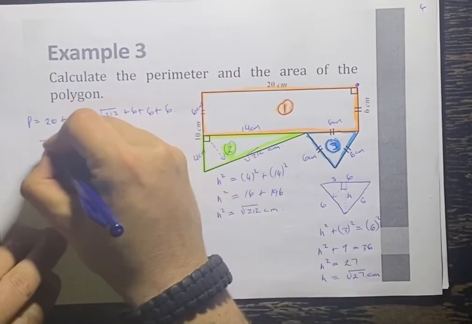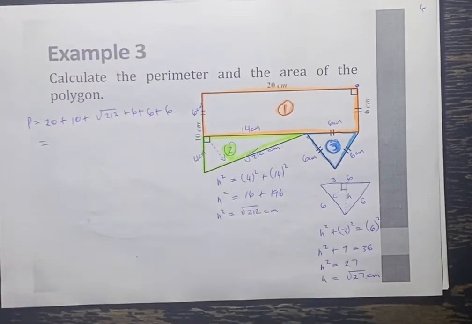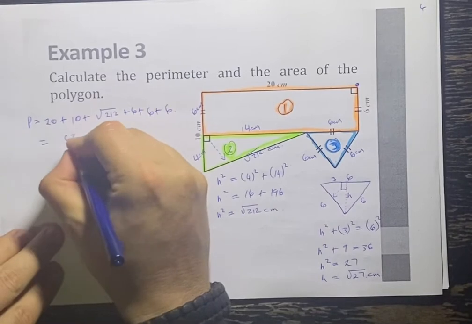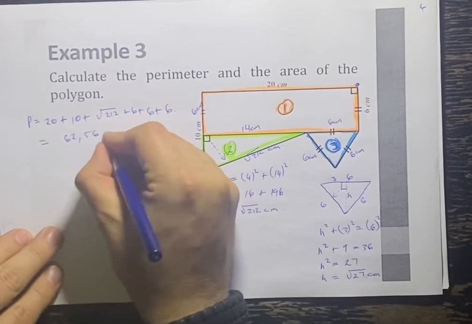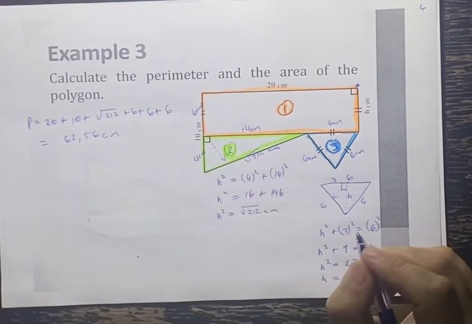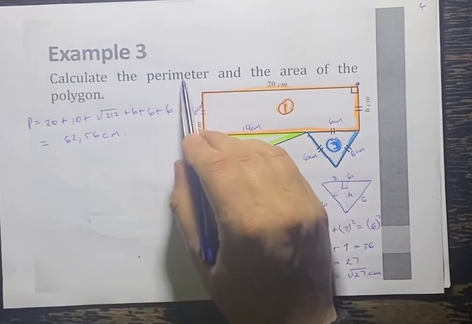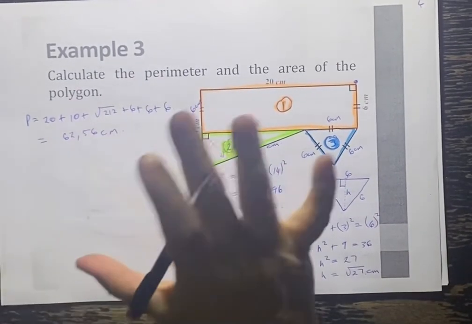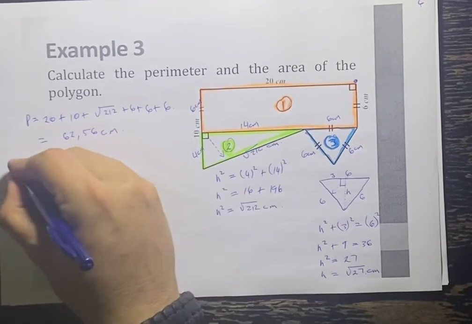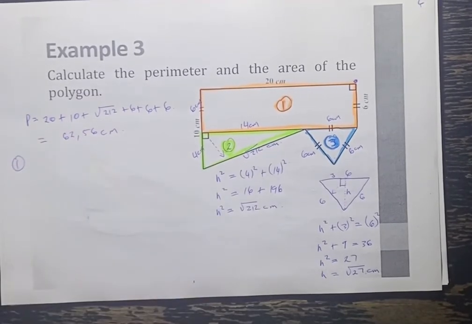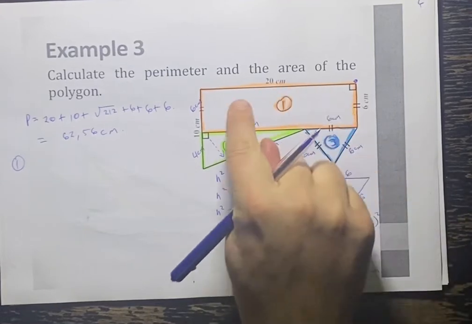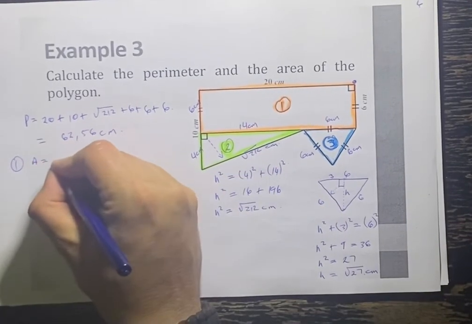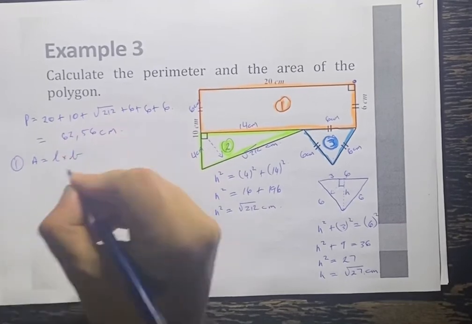Okay. I can put that on the calculator and round off to 2 decimal places, guys, and we get 62.56 centimeters. Okay, so that's the first question. Now here comes the big one. What I'm going to do is work out the areas separately. So I'm going to work out the area for shape 1, and we know that it's a rectangle, so the area is equal to length times breadth.